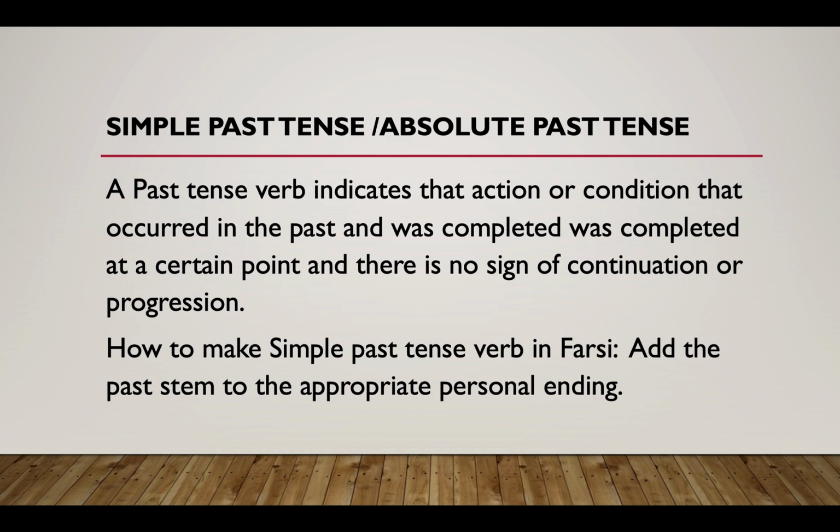So how do we make a simple past tense verb in Farsi? We need to have two important parts. One of them is the past stem of the verb or infinitive, and for simple past tense, we only need one ending, which is the verb ending or shenase, from the six endings that we have to conjugate verbs. So there are six endings, and we just need one of them to add at the end of the past stem to make the simple past tense verb.